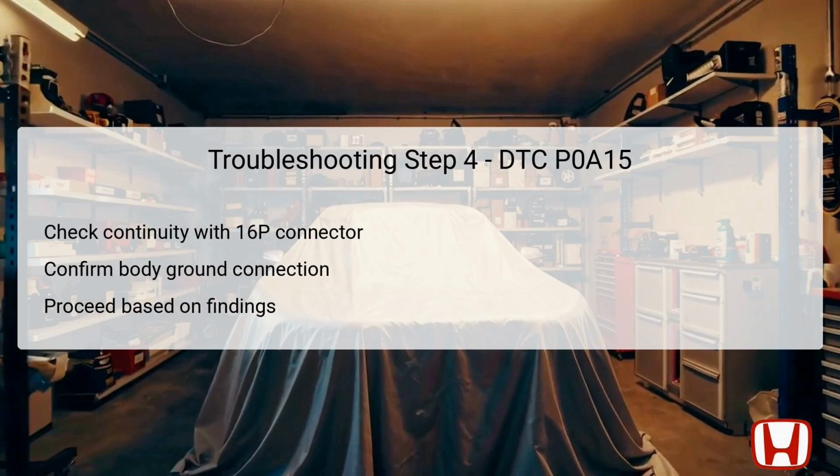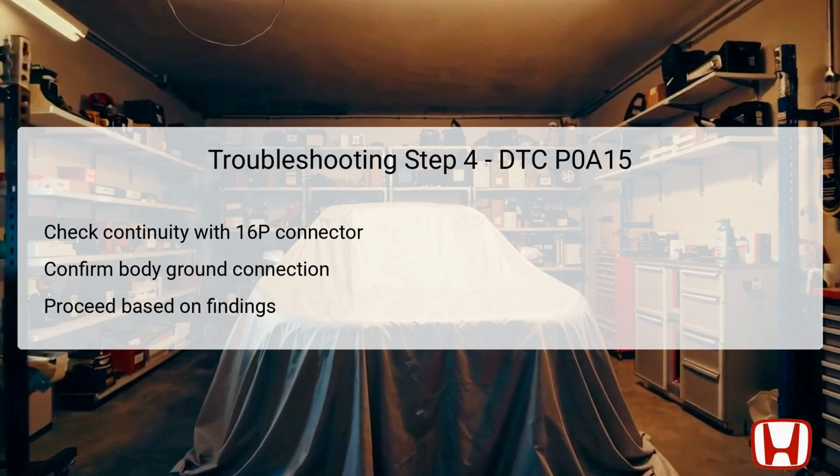Following the resistance check, the next step involves disconnecting the engine mount control unit's 16P connector. Once disconnected, continuity must be checked between terminal number 1 of this connector and the vehicle's body ground. This procedure helps ensure that there is a proper ground connection for the control unit.